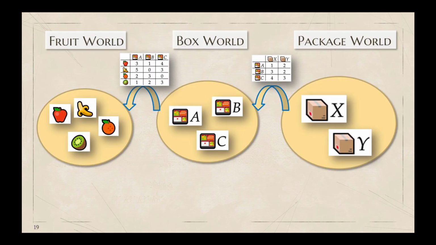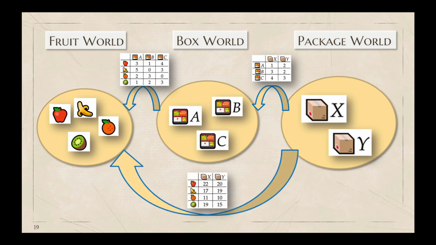The direct translator, or the shortcut that we found from package world to the fruit world, can be shown here like this. See how it avoids going through the box world.